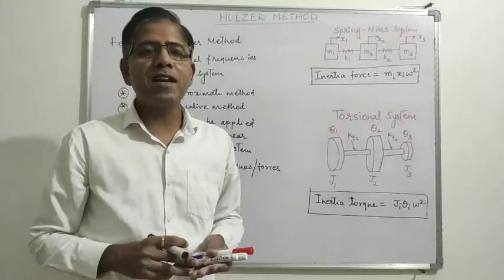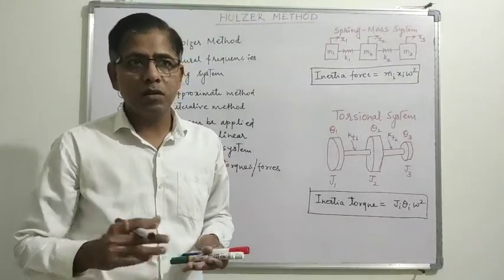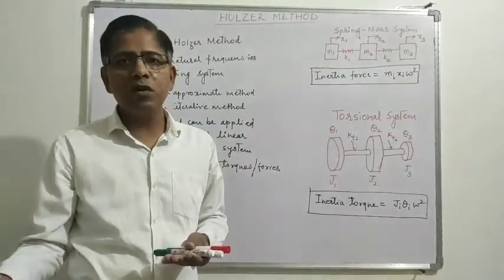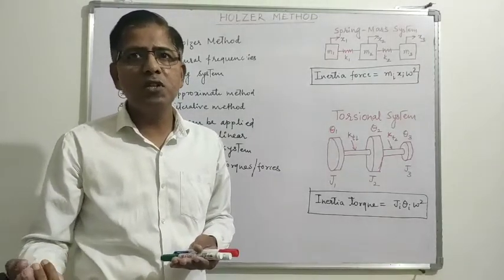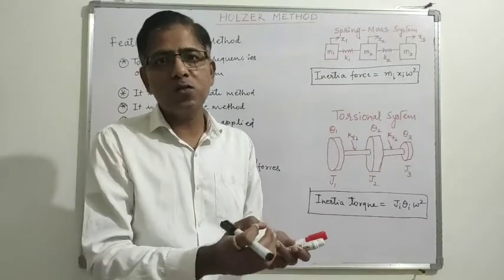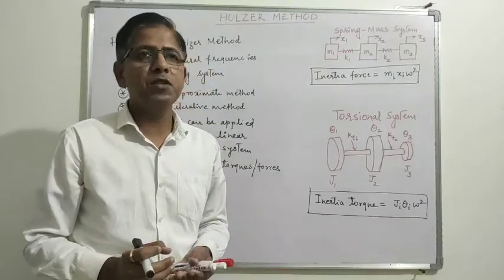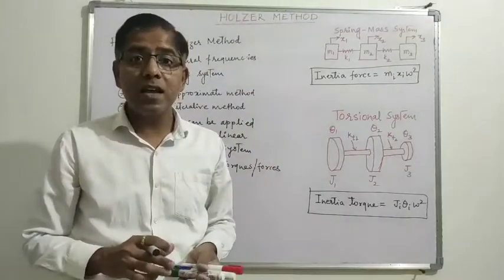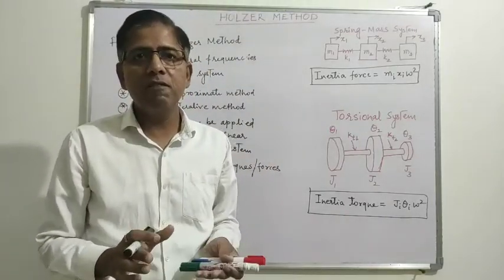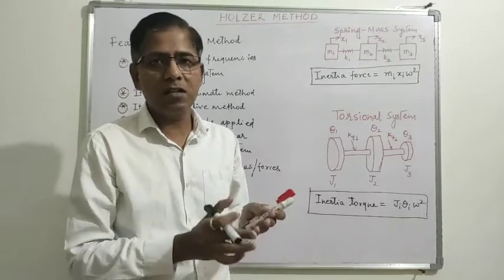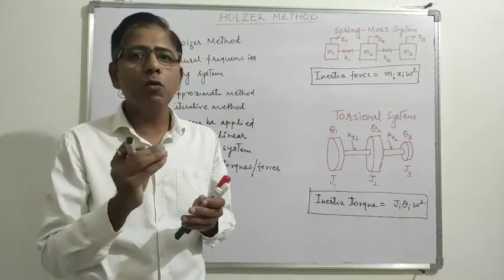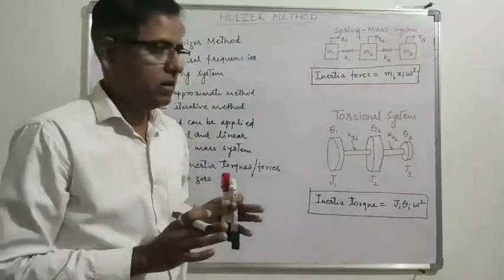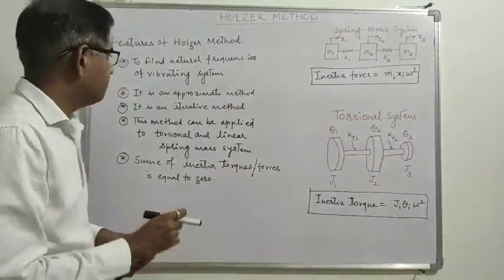It involves a lot of trial and error stages, and we converge to certain values which will be close to the actual natural frequencies of a multi-degree of freedom system. So that is why the Holzer method is an approximate method. It doesn't give you the actual correct natural frequencies. It will give values close to the actual ones, and that is why it is an approximate method.